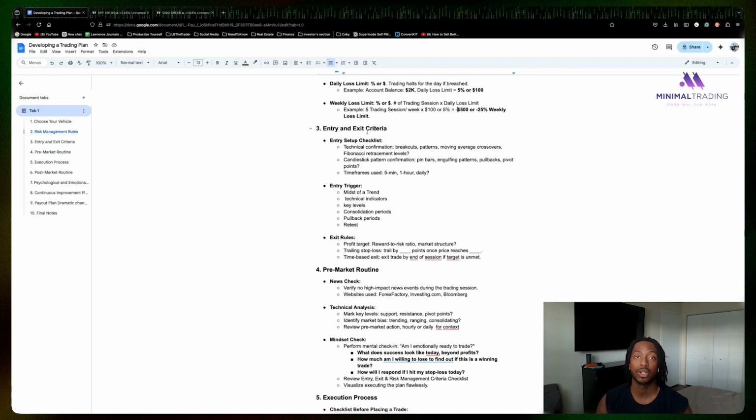And then you have your entry trigger. So that means at what point do you precisely enter your trade? Like, what is that one signal? Is it going to be in the midst of a trend? Is it going to be a technical indicator? Is it going to be a key level hit? Is it going to be a consolidation period? Is it going to be a pullback period? Or is it going to be a retest?